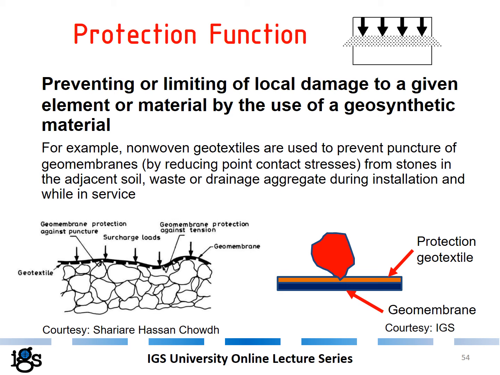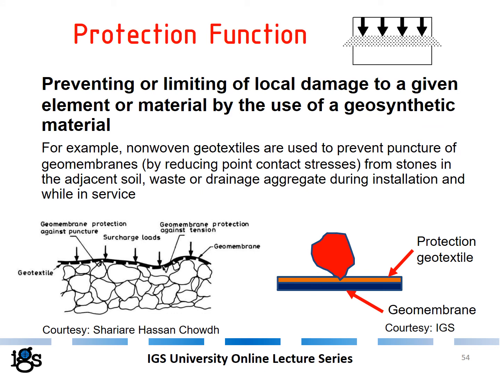Another function is the protection function. It is defined as preventing or limiting of local damage to a given element or material by the use of a geosynthetic material. For example, non-woven geotextiles are used to prevent puncture of geomembranes. Here is a geomembrane, and this is a protection geotextile.